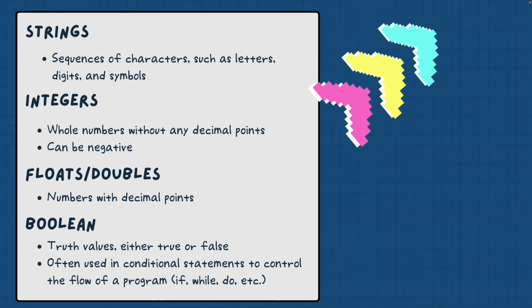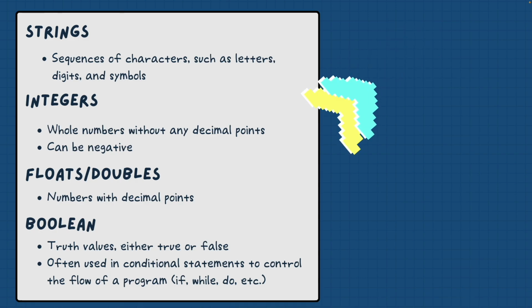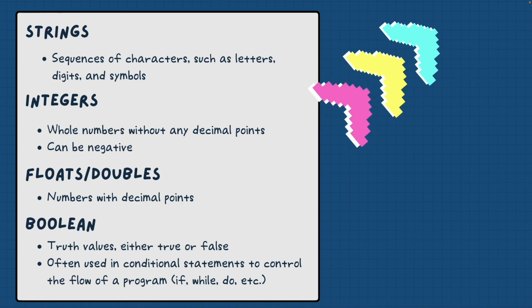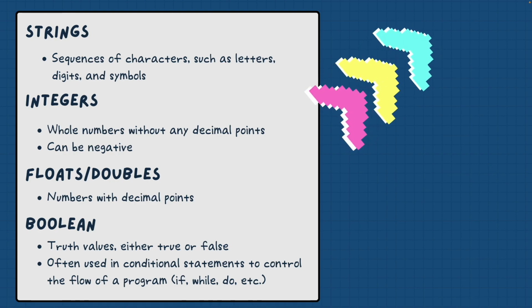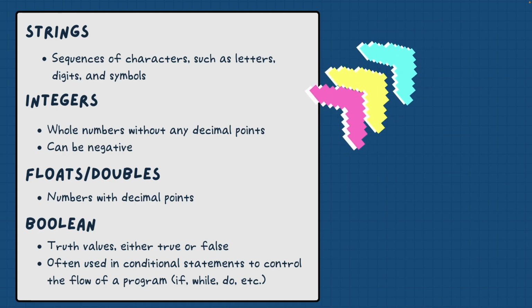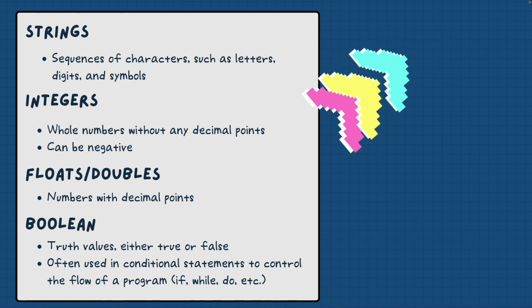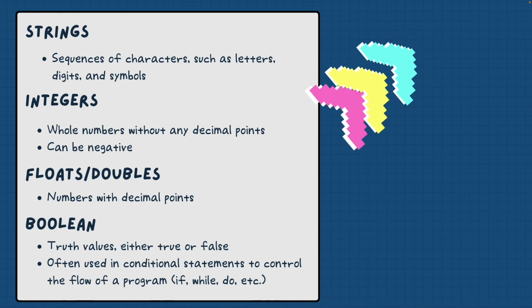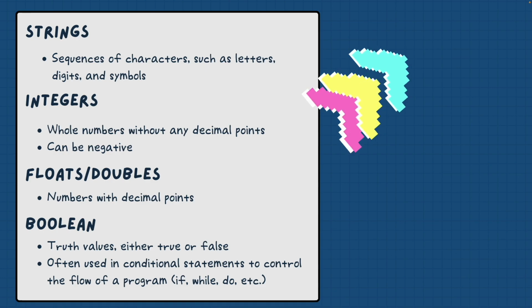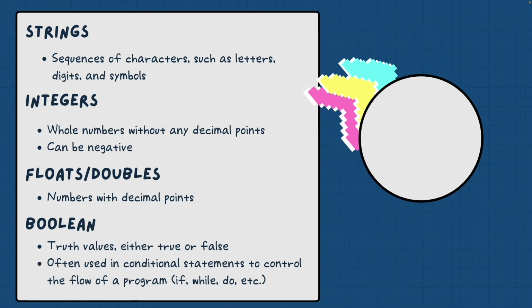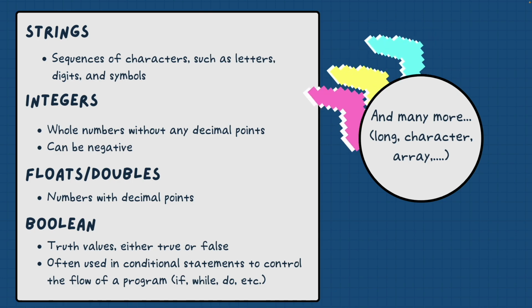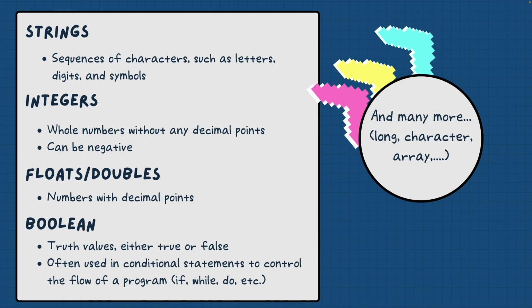Booleans are truth values, either true or false, and they are often used in conditional statements to control the flow of a program. They are commonly used in if statements, while loops, do loops, all of that. I will have a separate video looking into the conditional statements. But these are not all, there are so many more, such as long, character, arrays, etc.